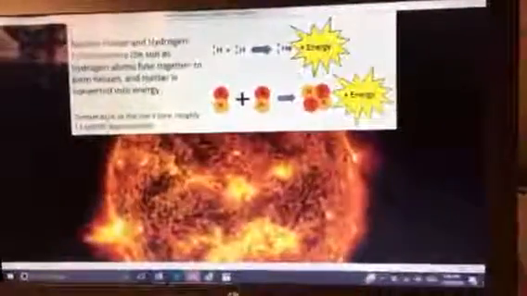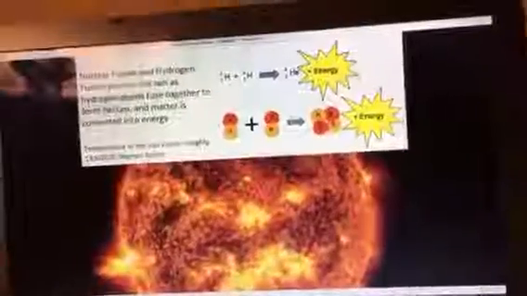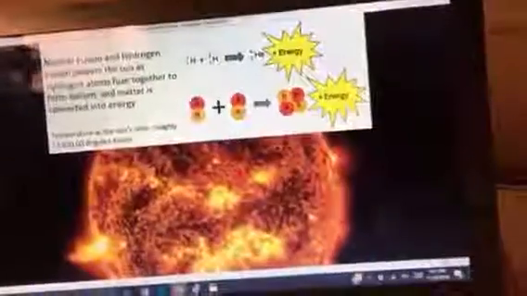All right, welcome back to the continuation of our PowerPoint presentation on the sun and heat and light. So we left off with a brief explanation of nuclear fusion being how the sun produces heat and light. Now, the World Nuclear Association explains that fusion powers the sun and the stars as hydrogen atoms fuse together to form helium, and matter is converted into energy. Hydrogen, heated to very high temperatures, changes from a gas to a plasma in which the negatively charged electrons are separated from the positively charged atomic nuclei.